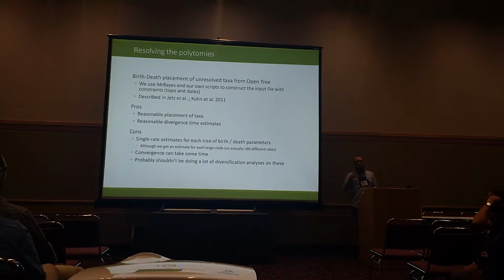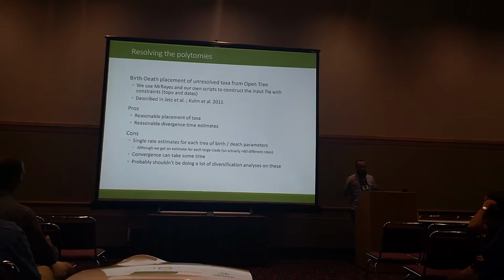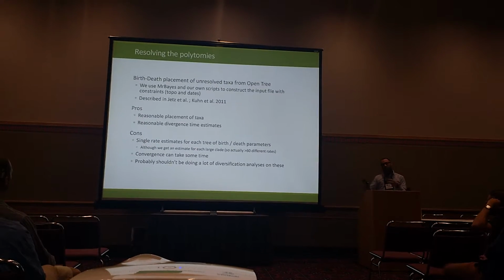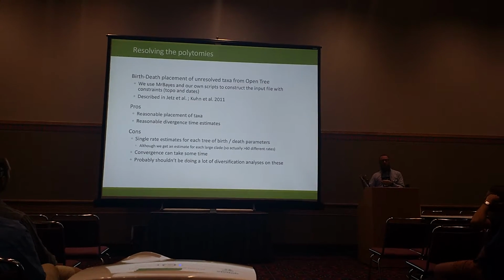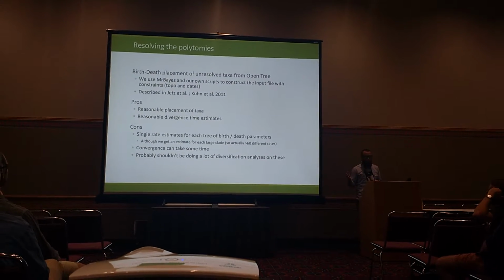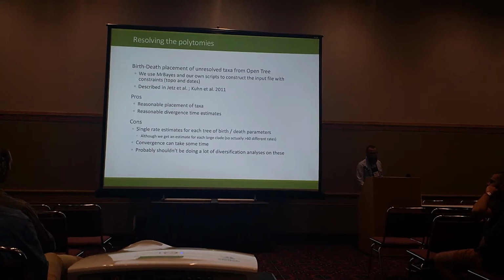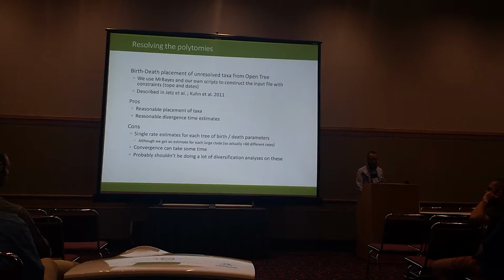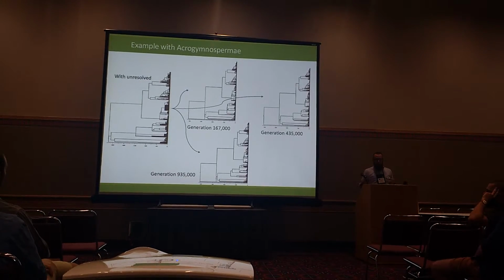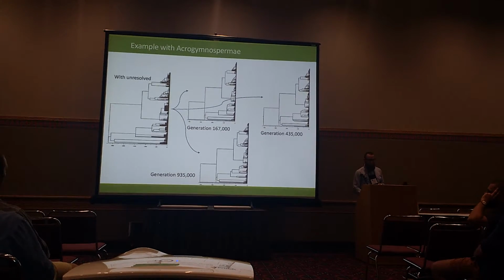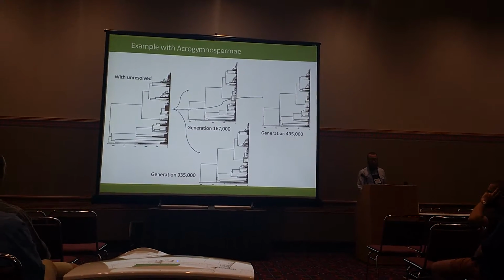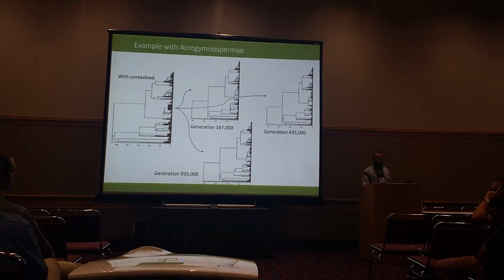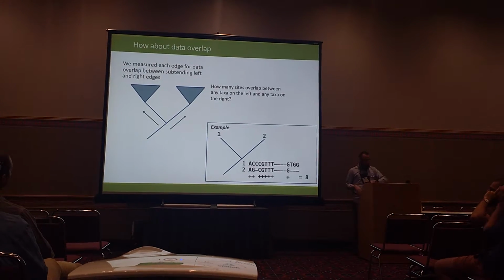So we can attempt to do things like resolve the polytomy. A lot of people have talked about this, Kuhn et al. There are some pros: you can get more reasonable placement of taxa that have no resolution based on birth-death models. There are cons, like you probably shouldn't do diversification analyses because you've already imposed a birth-death model on this. But nevertheless, we can do that. So here's just an example with Acrogymnospermae, you might just know it as gymnosperms, and a few iterations of birth-death placement of unresolved taxa.